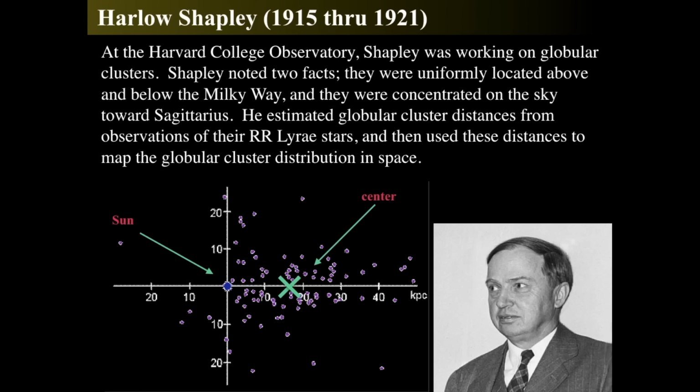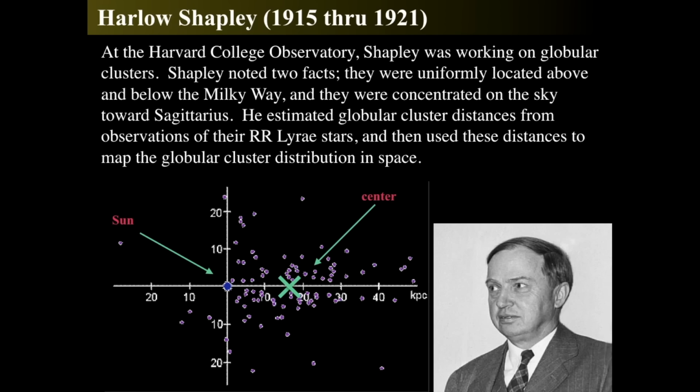So he was working with them, and he found that using RR Lyraes as a distance indicator, because you could figure out their luminosities, with their luminosity you could get the distance because you could measure the brightness. And so he noticed that they were uniformly distributed above and below the Milky Way, concentrated towards the direction of Sagittarius, and they seemed to be physically, or at least dynamically, oriented towards that as their center. And using that, he said, well, assume that the center of the globular cluster distribution is the center of the Milky Way. And when he made that position, he said, wow, that makes the sun approximately 18 kiloparsecs from the center of the Milky Way.